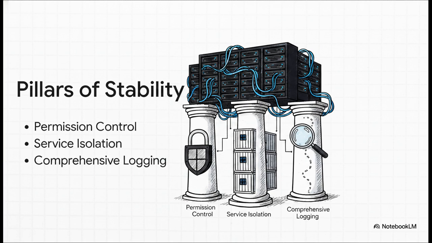First, strict permission control. By locking down user and group limits, a rogue app can't take down the core system. Second, service isolation. Using stuff like Docker and containers, applications are walled off. If one program completely crashes, the rest of the machine just keeps humming along. And third, comprehensive logging. Linux obsessively records everything, so if a bug does pop up, engineers have an exact trail of breadcrumbs to fix it instantly.